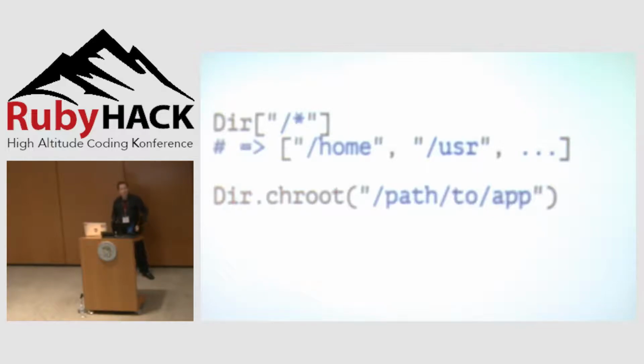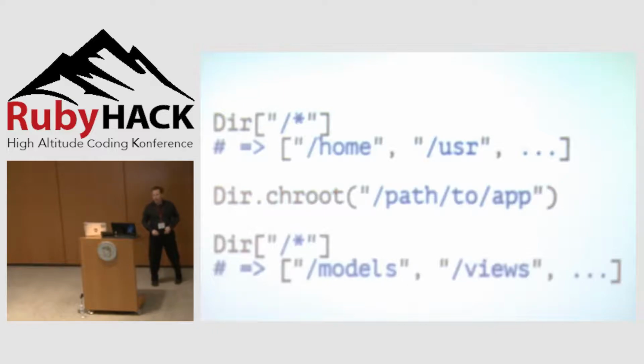So before chrooting, listing entries in the root directory shows the real root directory. And after chrooting to the application directory, listing entries in the root directory shows the contents of the application directory. So after you chroot, you can no longer access any files that are outside of the chroot.